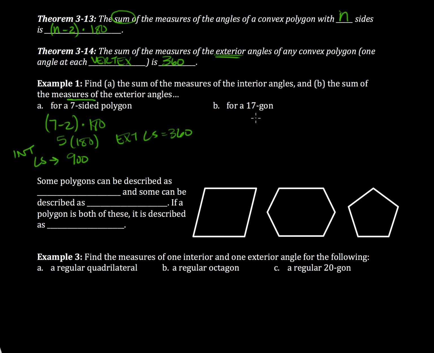If I have a 17-gon, so a 17-sided polygon, I'm not going to draw this one out, that's for sure. If I want to do the interior angle sum, I would take 17 minus 2 and multiply it by 180. So that's going to be 15 times 180, which is going to give me, let's see, 2,700 degrees. 2,700 degrees is what all those interior angles would add up to. The exterior angles are going to add up to 360, because it doesn't matter how many sides there are, the exterior angles always add up to 360.